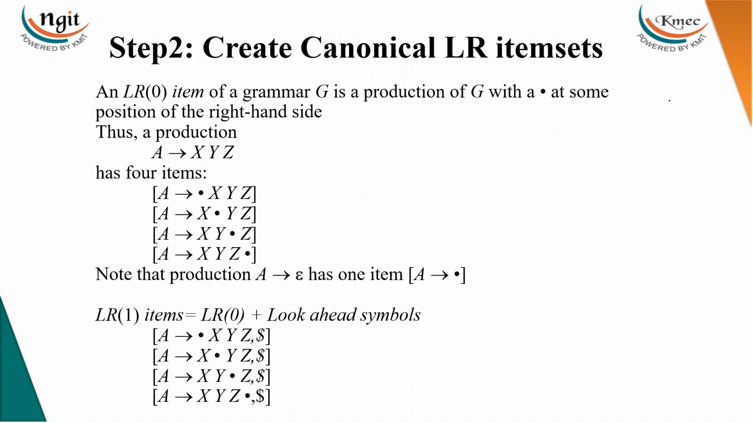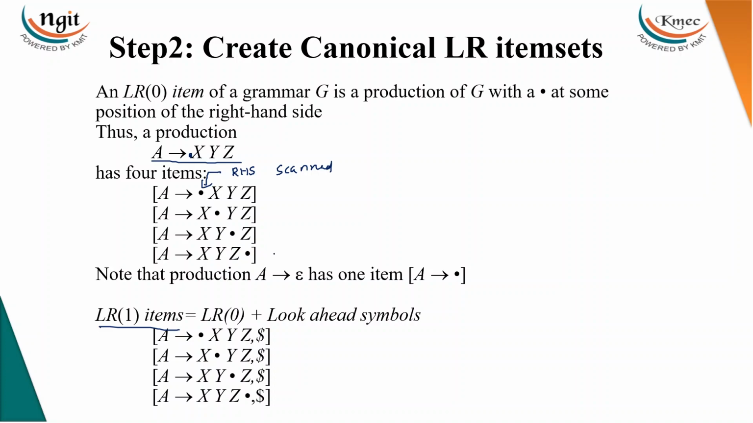Then the second step is to create the LR0 item sets for the first two parsers and LR1 item sets for the other two parsers. If a production looks like A tends to XYZ, the possibilities are that you keep the dot at different positions. The dot indicates how far the right-hand side of the production has been scanned. The symbol before the dot is the last symbol we have scanned. The symbol after the dot is the next symbol to be scanned. Here the last symbol is X, next symbol is Y. Last symbol is Y, next symbol is Z. Last symbol was Z, which we have scanned recently, and there is no next symbol.